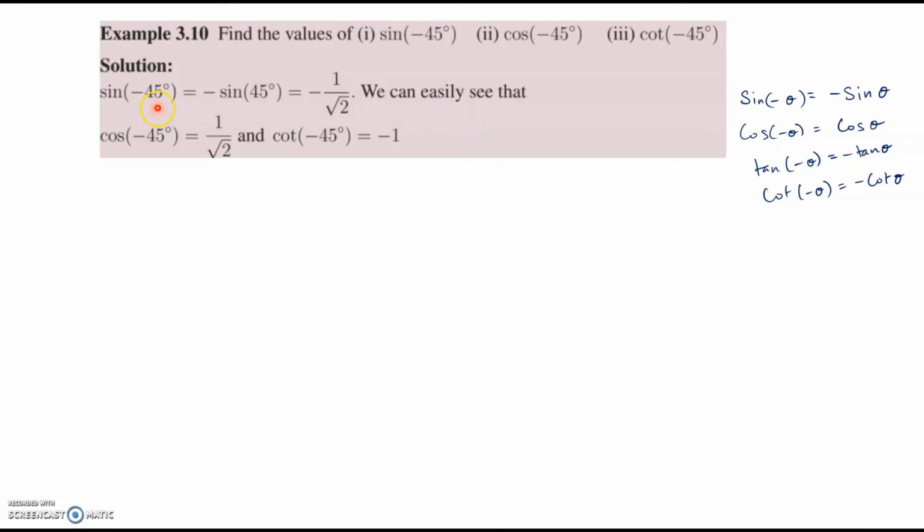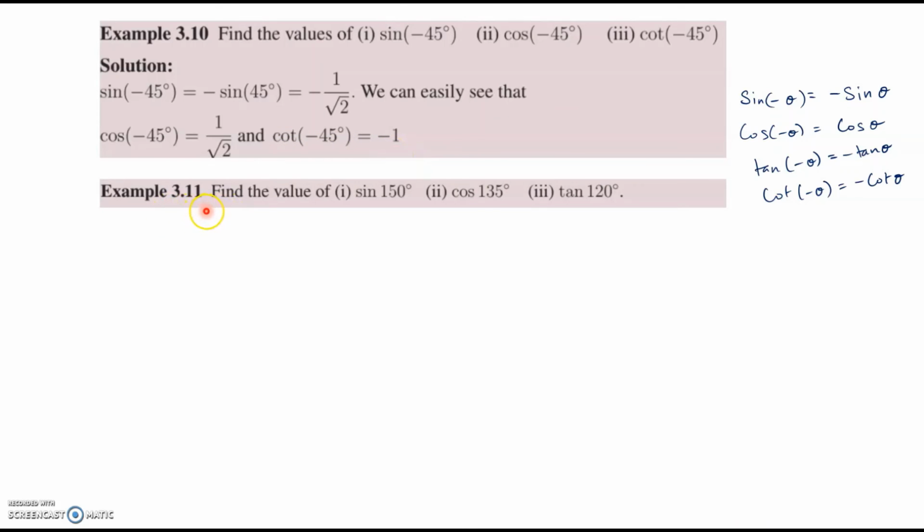So sine minus 45 degrees will be equal to minus of sine 45 degrees using this formula. So sine 45 degrees is 1 by root 2, so it's minus 1 by root 2. Second is cos minus 45. We know that cos minus theta will be cos theta in the fourth quadrant. So this becomes cos 45, and cos 45 is 1 by root 2. Similarly, the last one, which is cot minus 45 degrees, will be equal to minus cot 45 degrees, and that will be minus 1.